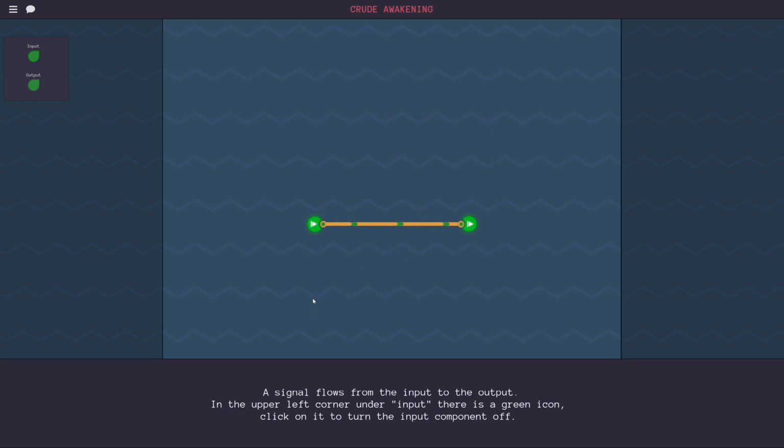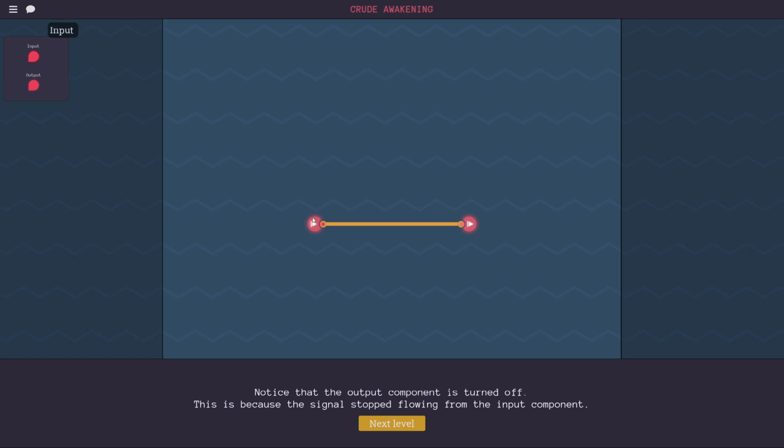A signal flows from the input to the output. In the upper left corner, under input, there is a green icon. Click it to turn the input component off. Notice that the output is turned off. This is because the signal stopped flowing from the input component. Okay, so it goes in from the input, flows through the wire to the output. Pretty straightforward.